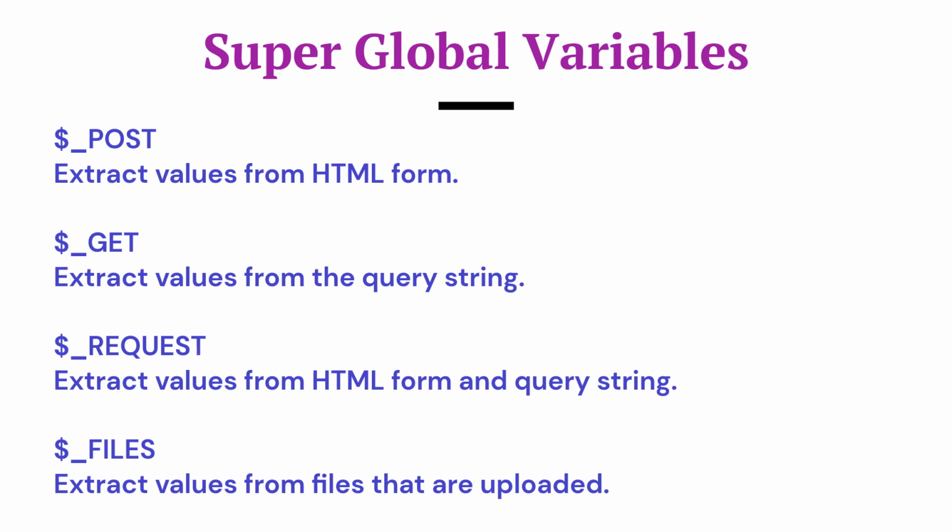$_POST. Extract values from HTML form. $_GET. Extract values from the query string. $_REQUEST. Extract values from HTML form and query string. $_FILES. Extract values from files that are uploaded. See, all these variables are used to extract values from HTML form and query string. Now, let's see an example of each.